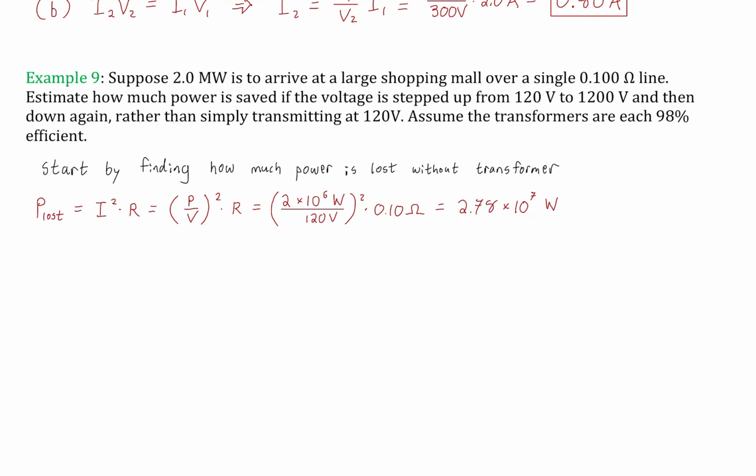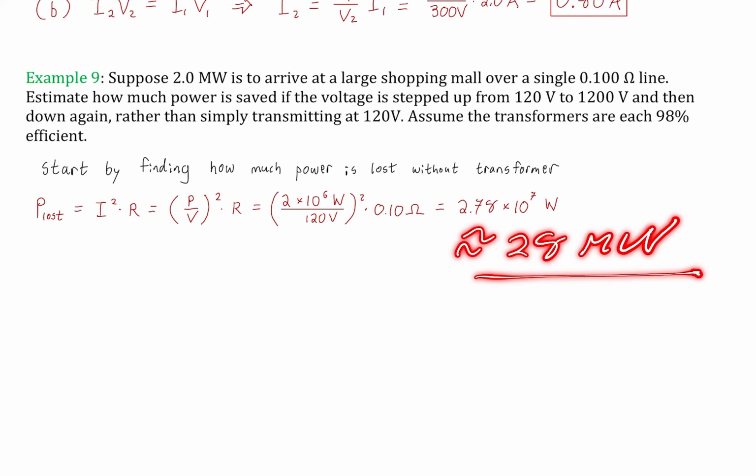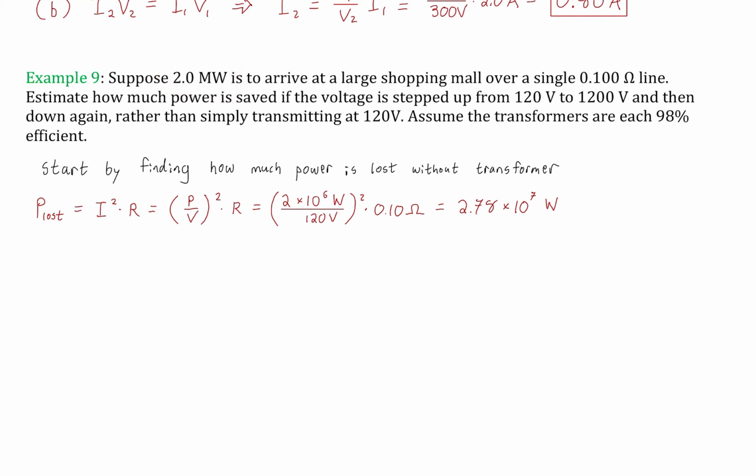That's incredible. That's almost 28 megawatts. So we're losing way more power than we're actually delivering. Talk about inefficient. I guess 120 volts isn't great for transmitting on lines that have so much resistance.